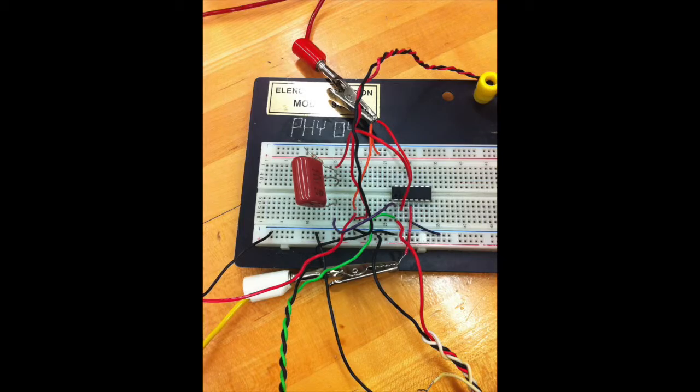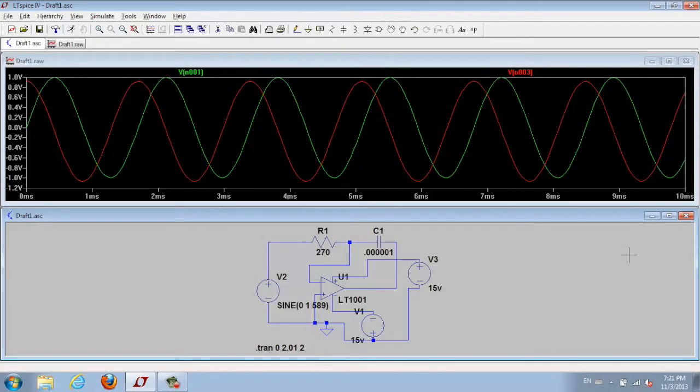We turned our circuit into a low-pass circuit by taking the op-amp output wire and connecting it to the capacitor, and taking the computer input wire and connecting it to the resistor. Here is our low-pass circuit built in LT Spice. We set the frequency to 589 Hz. Our output is now in red on the graph.